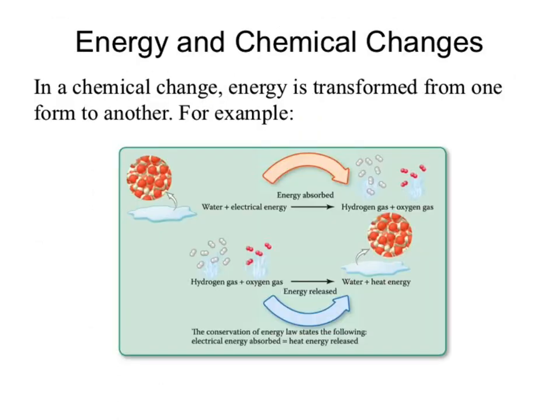Okay. So, our energy and chemical changes. Chemical energy is transformed from one form to another. If I take water and add electrical energy into it, I can turn water into oxygen and hydrogen. Well, why would I do that? Why would I want oxygen and hydrogen?